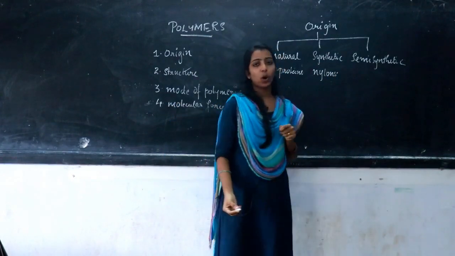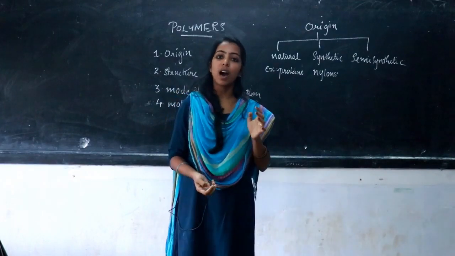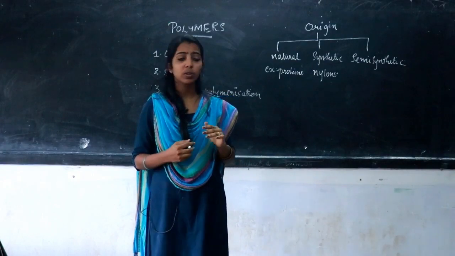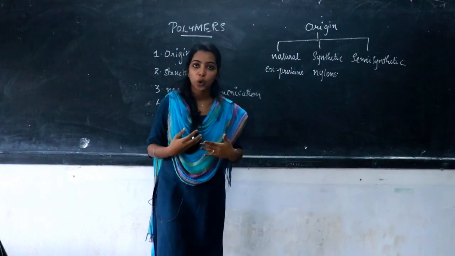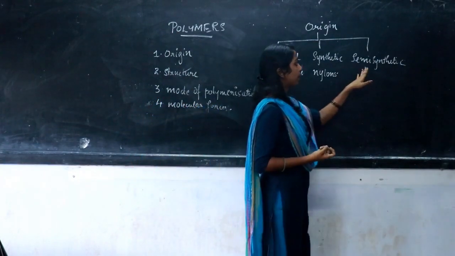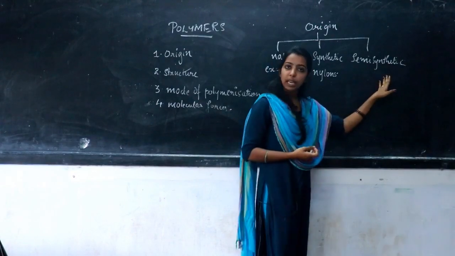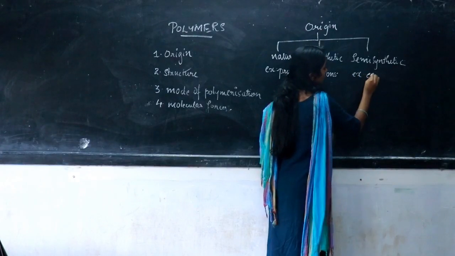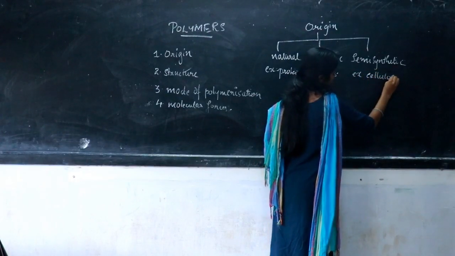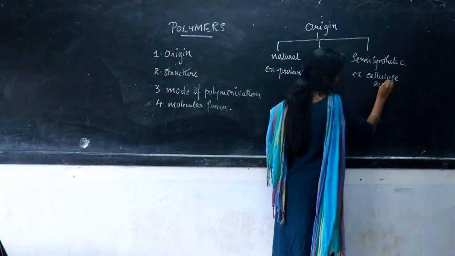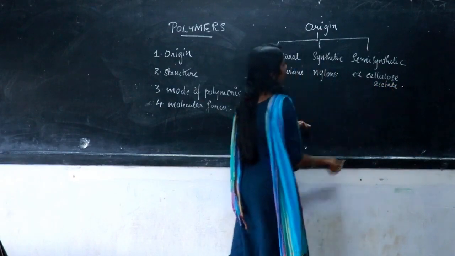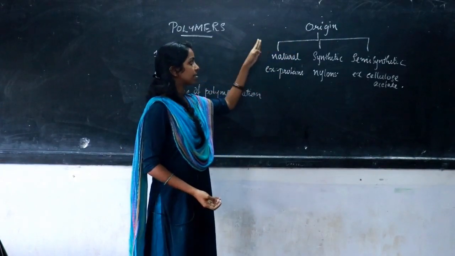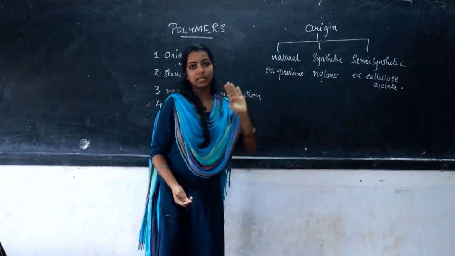Now semi-synthetic polymers. Semi-synthetic polymers are also natural polymers but they undergo certain chemical modification so that their properties are exhibited properly. For example, cellulose acetate. Now these are the classification based on origin. Based on origin it is classified into natural, synthetic and semi-synthetic.